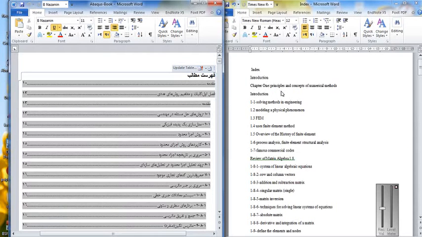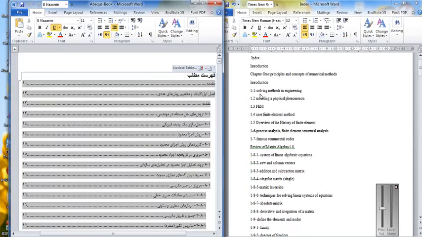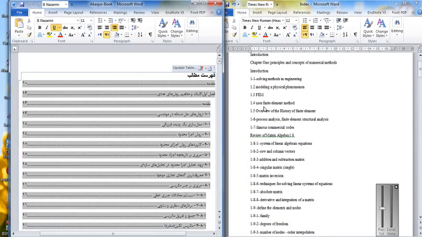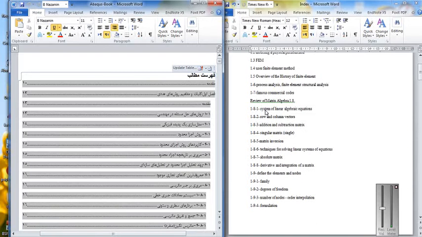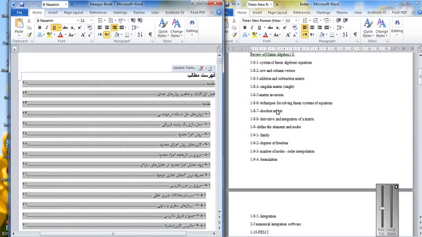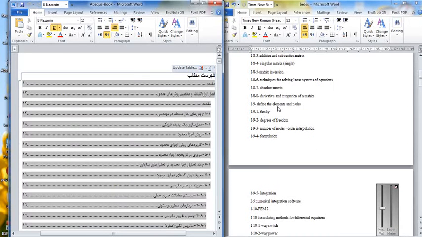Introduction, Chapter 1, Principle and Concept of Numerical Method, includes many subjects such as solving methods in engineering, modeling a physics phenomenon, FEM, using finite element method, overview of the history of finite element, and other subjects, matrix algebra, and techniques for solving linear system of equations, and other subjects have been reviewed in this chapter.